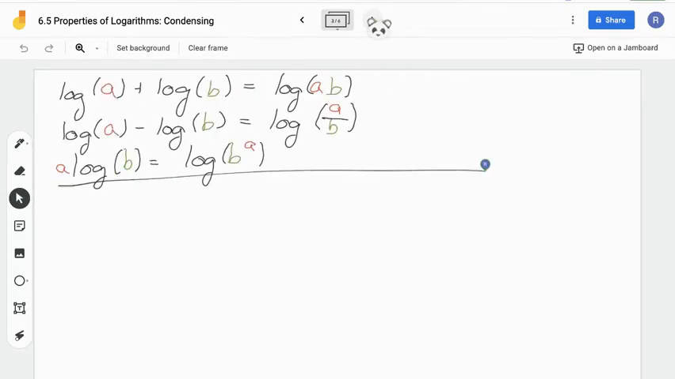The next one we're going to look at is log of 3 minus log of 8. I want you to take a minute, pause the video, and see if you can figure out how to write this one.